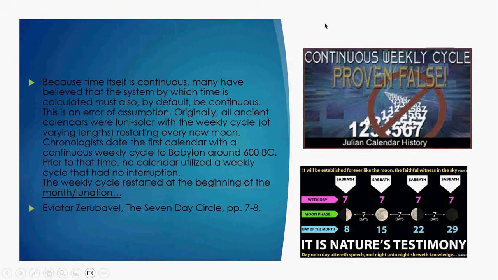Because time itself is continuous, many have believed that the system by which time is calculated must also, by default, be continuous. This is an error of assumption. Originally, all ancient calendars were lunar solar, with the weekly cycle of varying lengths, restarting every new moon. Chronologists date the first calendar with a continuous weekly cycle to Babylon around 600 BC. Prior to that time, no calendar utilized a weekly cycle that had no interruption. The weekly cycle restarted at the beginning of the month or lunation.